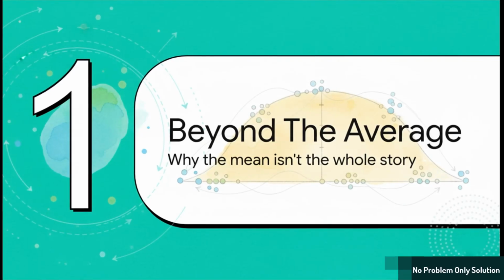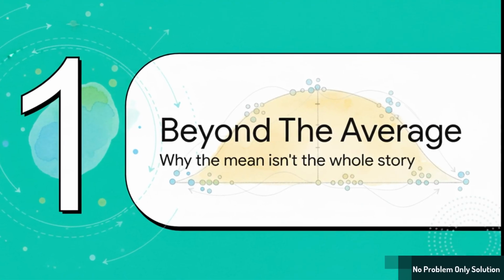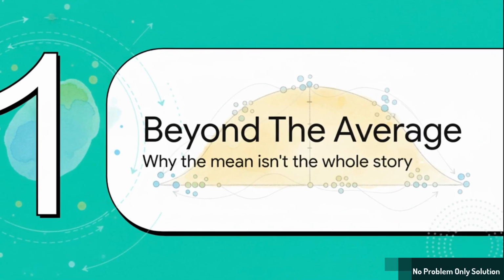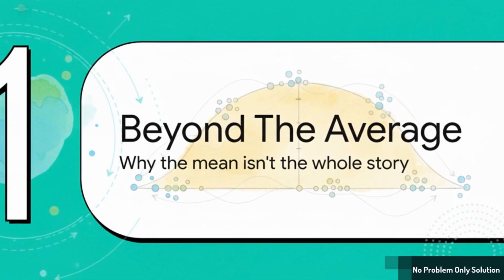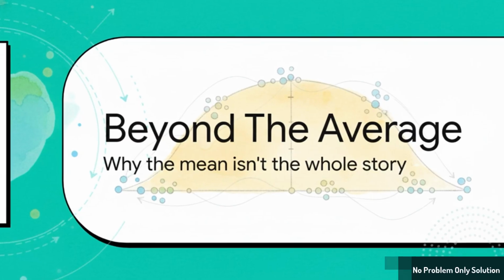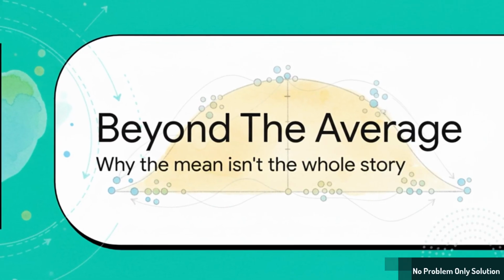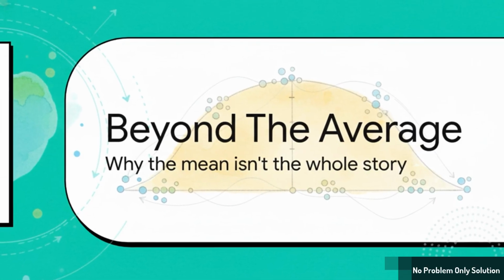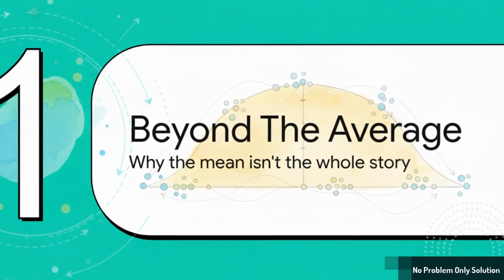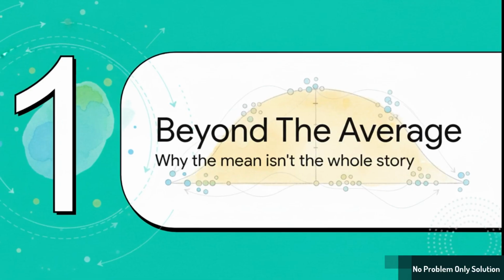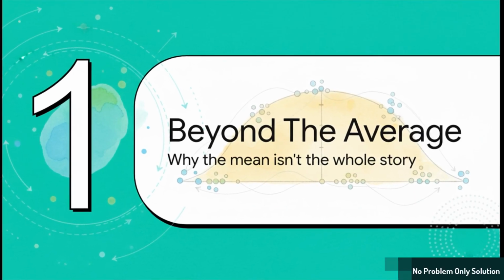Right, so if we really want to understand a set of data, like those class scores we were talking about, we've got to look beyond just that one single center point. We need a way to measure its spread or dispersion. Basically, are the scores all huddled together around the average, or are they just all over the place? Answering that question, well, that's where the real understanding begins.